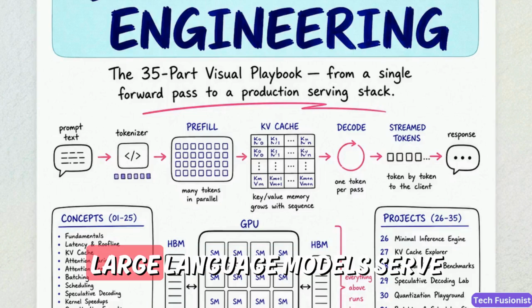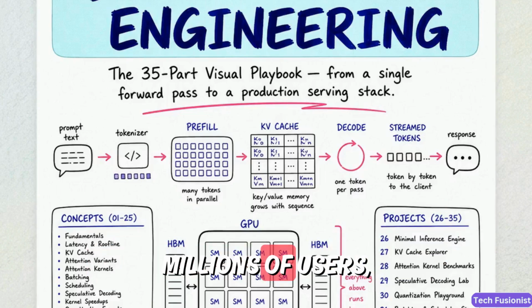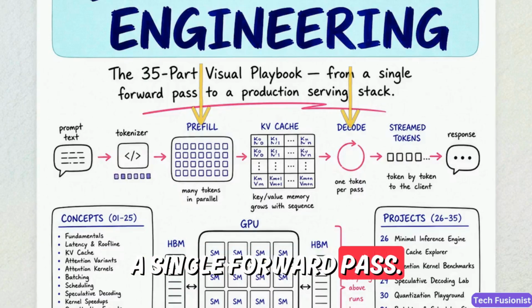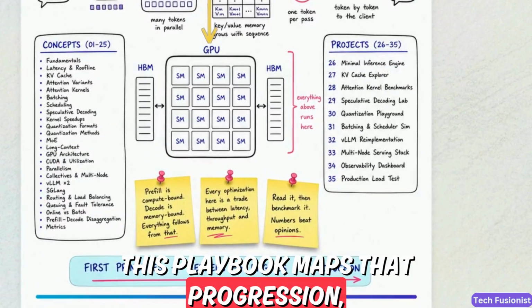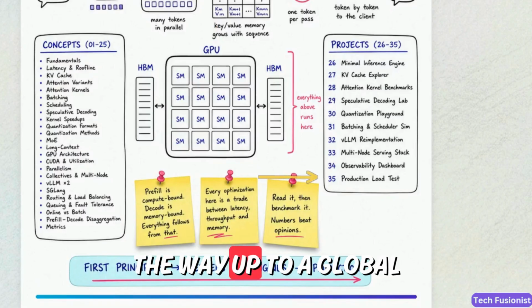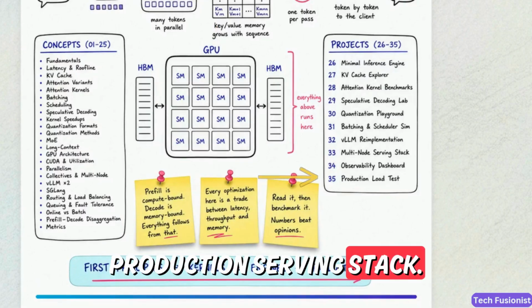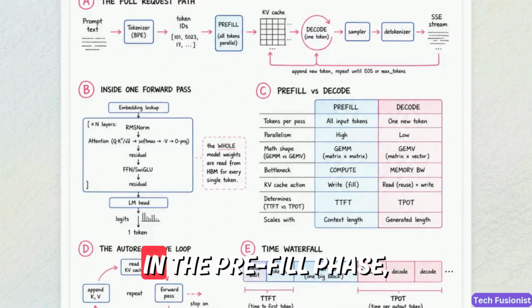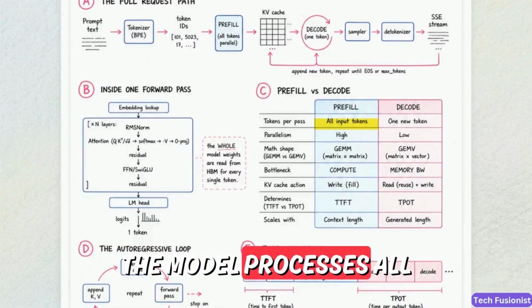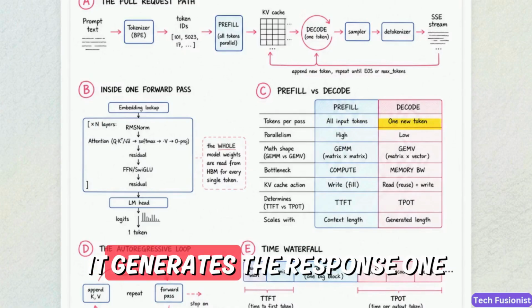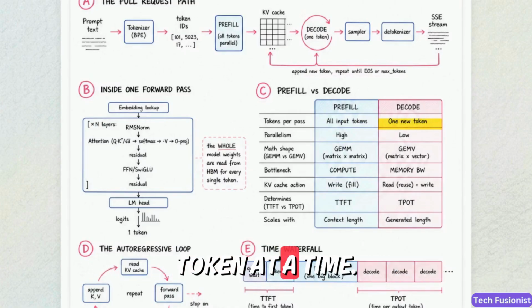To understand how large language models serve millions of users, we have to trace the path of a single forward pass. This playbook maps that progression, starting from the baseline physics of a GPU all the way up to a global production serving stack. A single API call covers two distinct phases. In the prefill phase, the model processes all your input tokens in parallel. In the decode phase, it generates the response one token at a time.